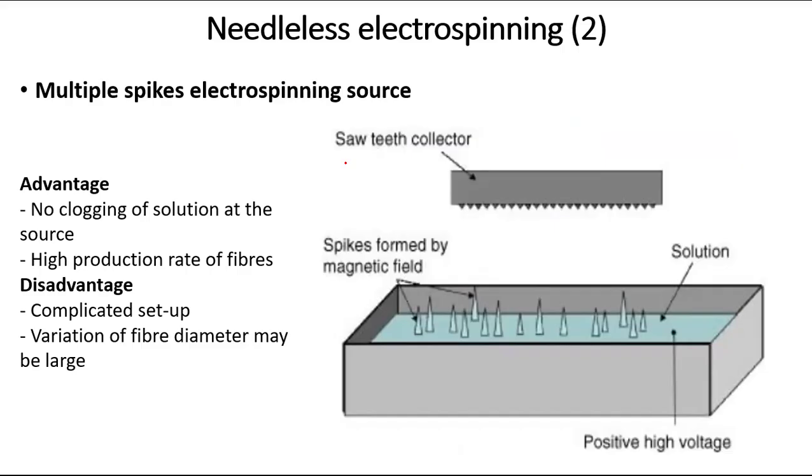So this is another type of needleless electrospinning. You have the saw teeth collector, and it works through a magnetic field, not through an electric field. Therefore these jets will get initiated and then go and deposit on the saw teeth collector.